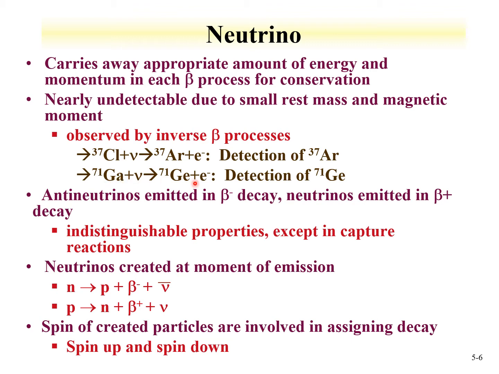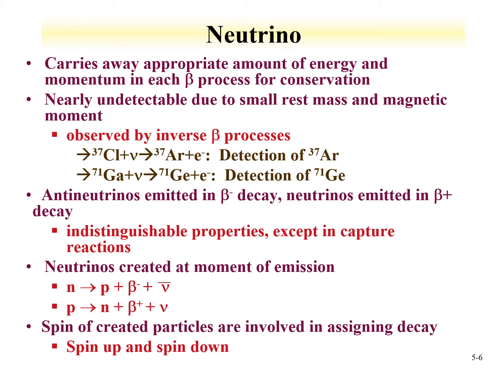Now, antineutrinos are emitted in beta minus decay, and neutrinos, since it's matter, are emitted in positron decay, since the positron is antimatter. And these neutrinos are created at the moment of emission. So the reaction here is a neutron going to a proton, an electron, and an antineutrino, and a proton going to a neutron, a positron, and a neutrino.